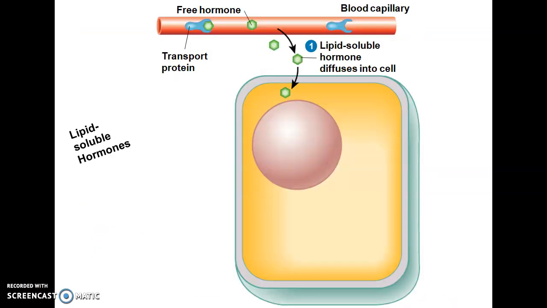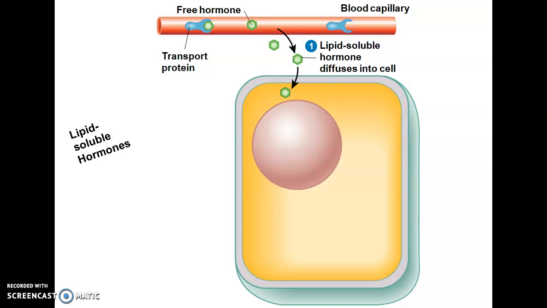Now we'll go into detail with the different categories of hormone. We'll start with the lipid soluble hormone. When the lipid soluble hormone, the green one, is released from the endocrine gland, it enters the blood. But how is it transported through the blood till it reaches the target? That is the question.